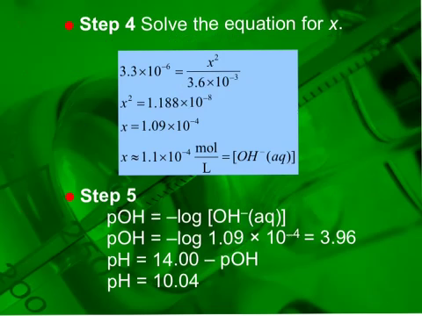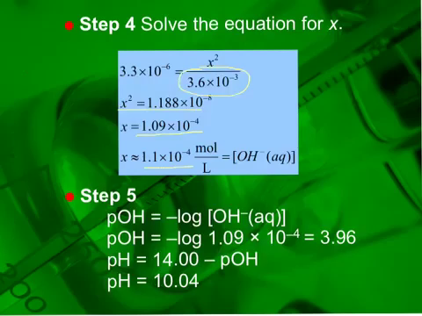The first thing we need to do to solve for x is to multiply both sides by 3.6 times 10 to the minus 3. So now x squared equals 1.188 times 10 to the minus 8. Square root both sides, so x is 1.09 times 10 to the minus 4. This is equivalent to our concentration of hydroxide.